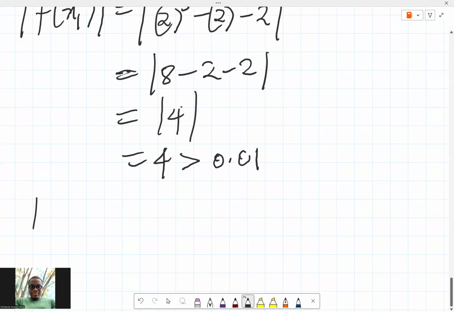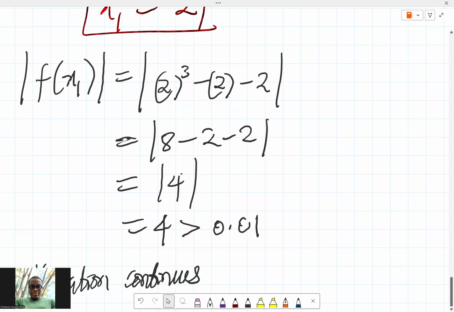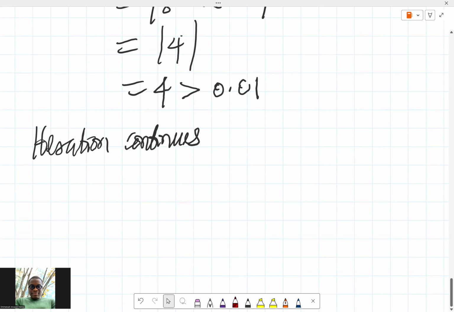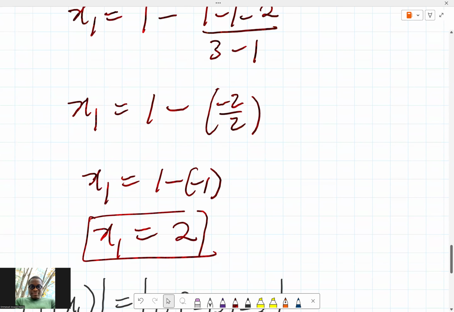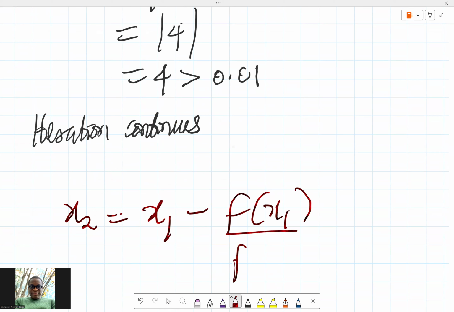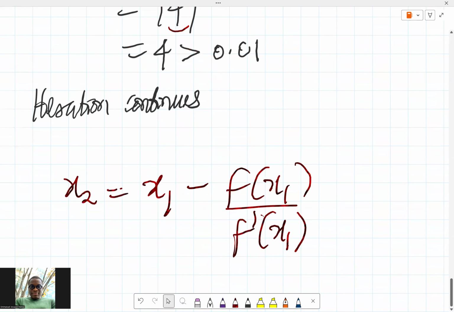So what does that mean? It means that iteration continues. And don't forget whatever this value is, 8 minus 2 minus 2 is 4, because we are going to need it for the next iteration. Okay. So the next iteration now, we need x2. So we have x2 equals x1 minus f of x1 divided by f prime of x1. So we already know f of x1. Don't forget, it's this 4. So we don't have to stress about that again.